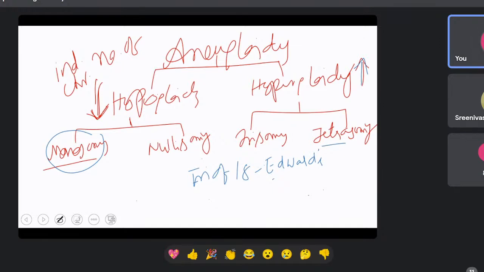How I remember is, 18 starts with E, Edwards starts with E. That is how I remember this. Trisomy of 18 chromosome is called Edwards syndrome. Next, trisomy of 13 chromosome is called Patau syndrome.